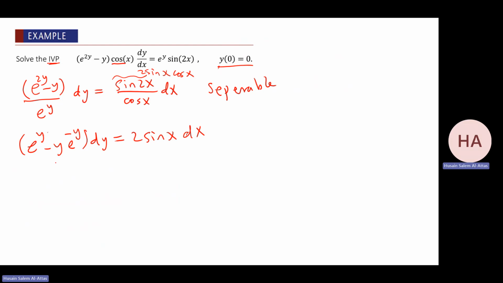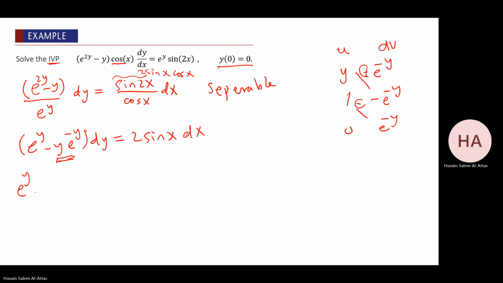dx. Integrate. How to integrate this one? I need the tabular method. So I have y as u, and this is dv, e^(-y). So it's minus e^(-y), then minus e^(-y). This is 1, this is 0. This is plus, this is minus. Integrate. So you have this, e^y, minus or plus. Yeah, it will be minus all of this, which is e^(-y).